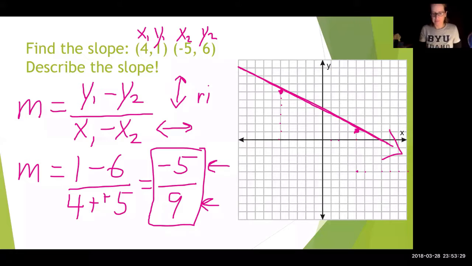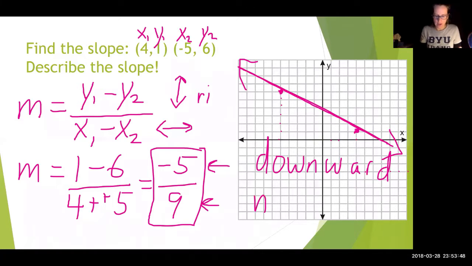And is it a positive slope or a negative slope? Describe the slope. Is it slanting upward from the right or slanting downward from the right? Well, it's slanting downward, so that's how we can describe it. So you could say it's slanting downward from the right. You can say it's a negative slope. So those are 2 ways we can describe it. All right, so let's go on to the next one.